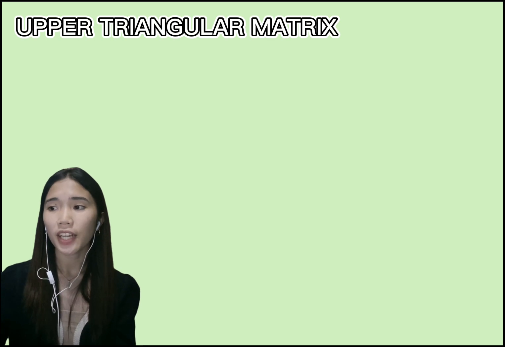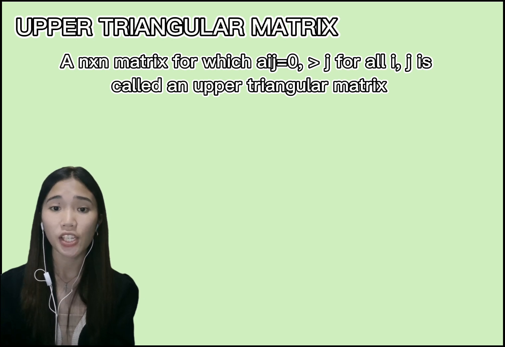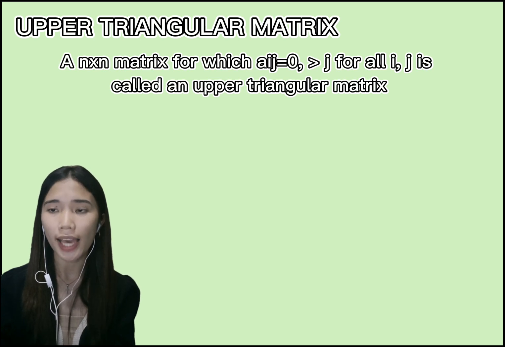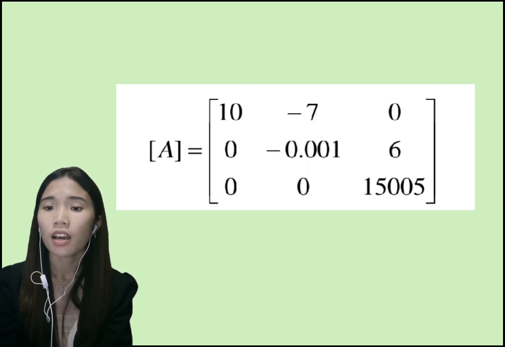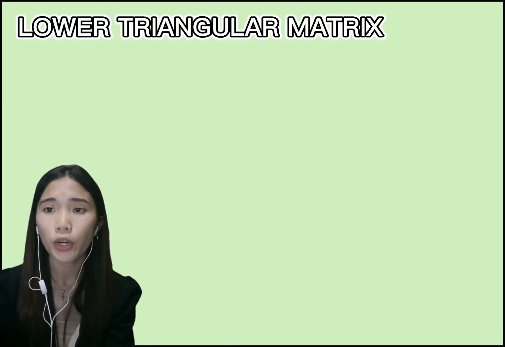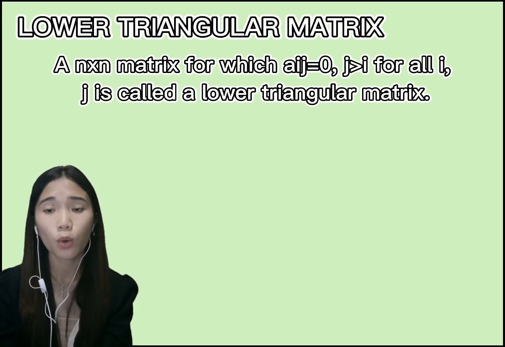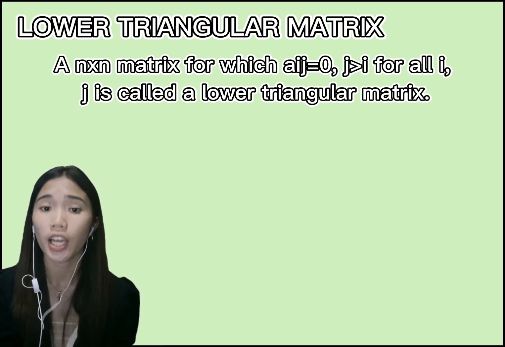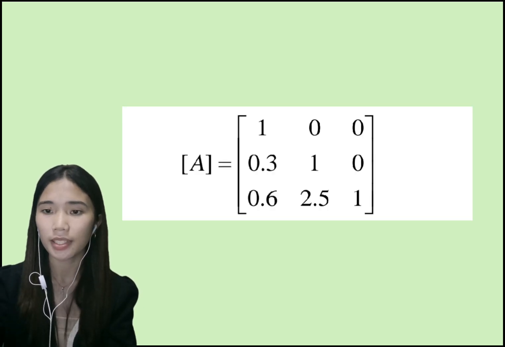Next type is the upper triangular matrix. An n times n matrix for which a_ij is equal to 0, i greater than j, for all i, j is called an upper triangular matrix. This is the example of an upper triangular matrix. Next type is the lower triangular matrix. An n times n matrix for which a_ij is equal to 0, j greater than i, for all i, j is called a lower triangular matrix. So this is the example of lower triangular matrix.